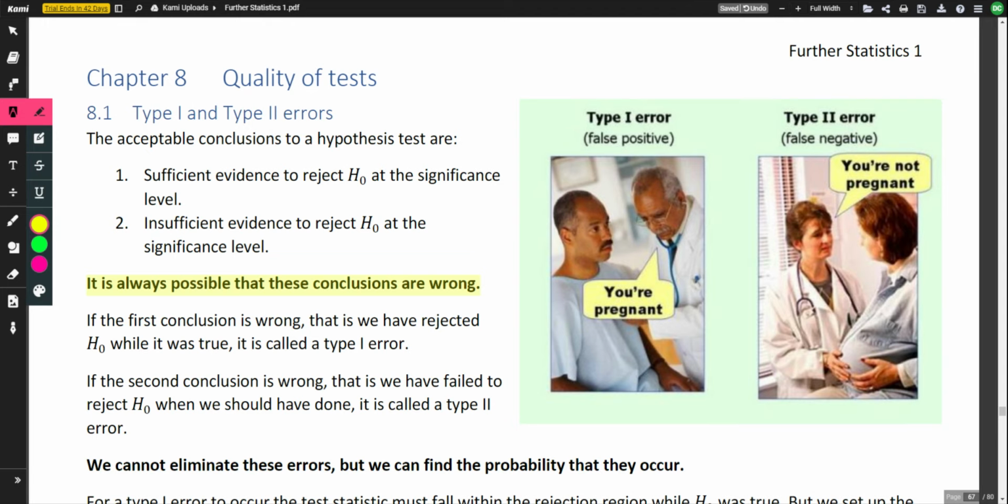If the first conclusion was wrong, so if we rejected the null hypothesis, but that was wrong, what we have done is made a type 1 error. We call it a type 1 error. If the second conclusion is wrong, so we've failed to reject the null hypothesis, but for some reason it turns out we should have, then we call that a type 2 error.